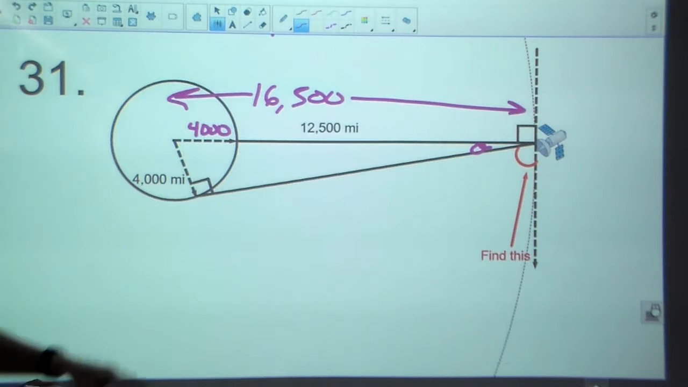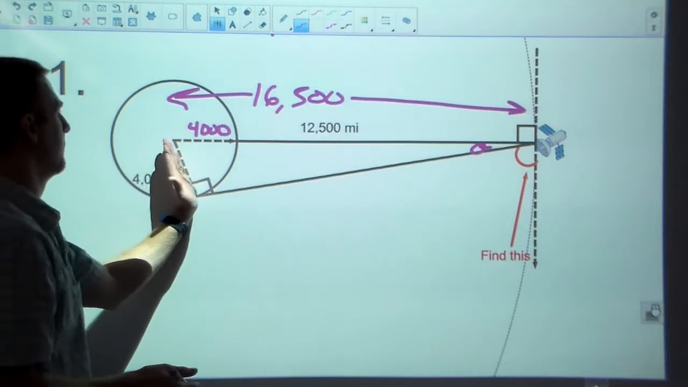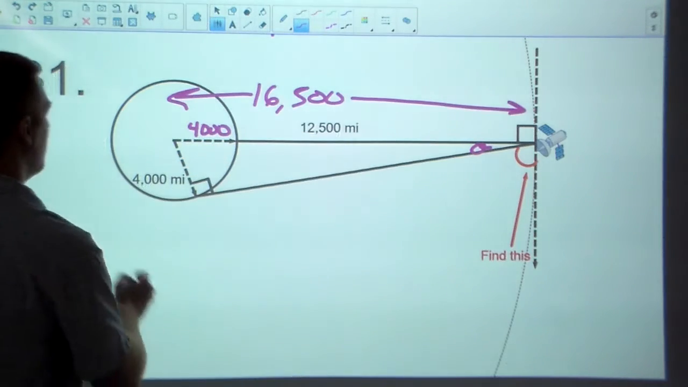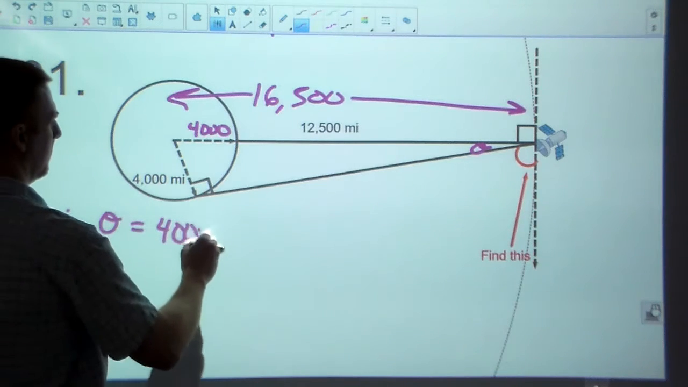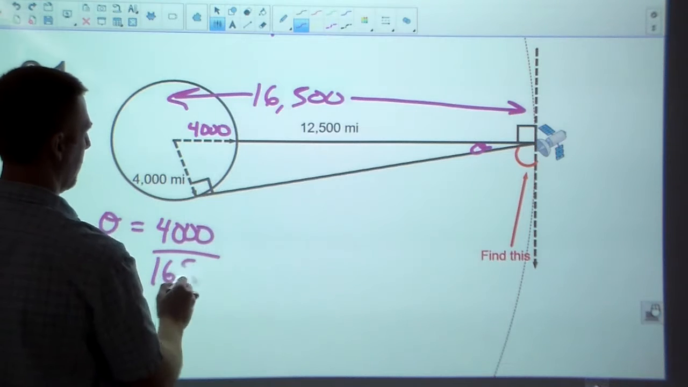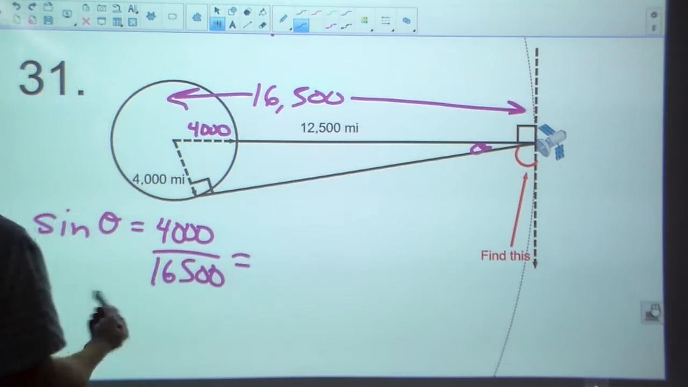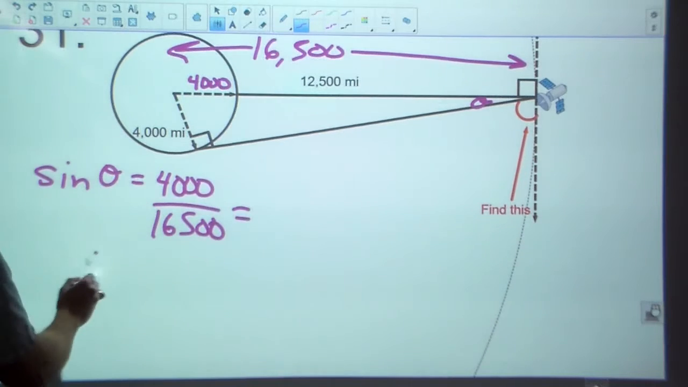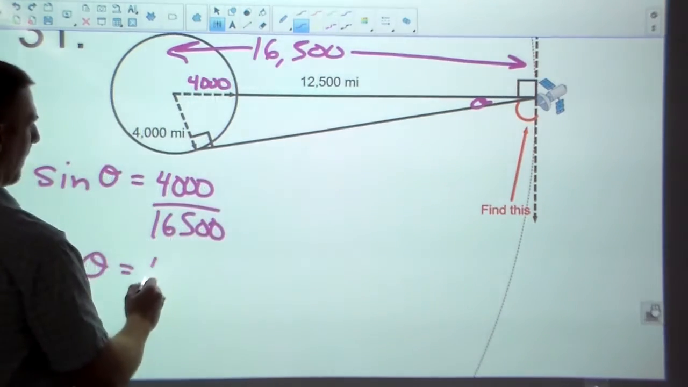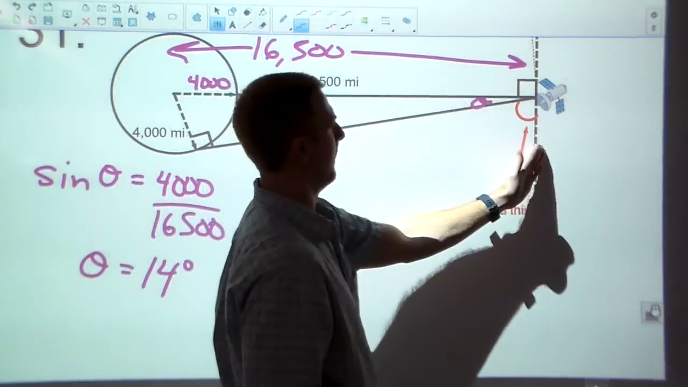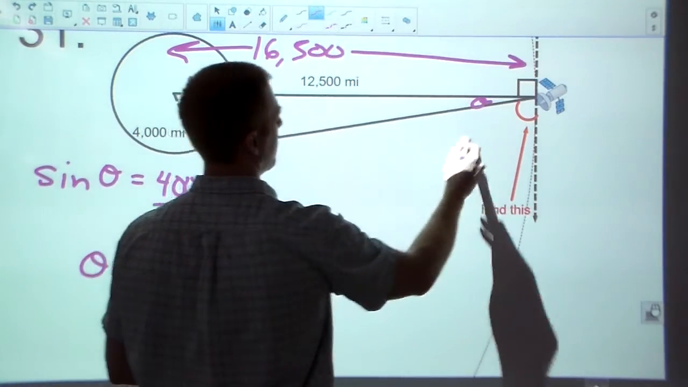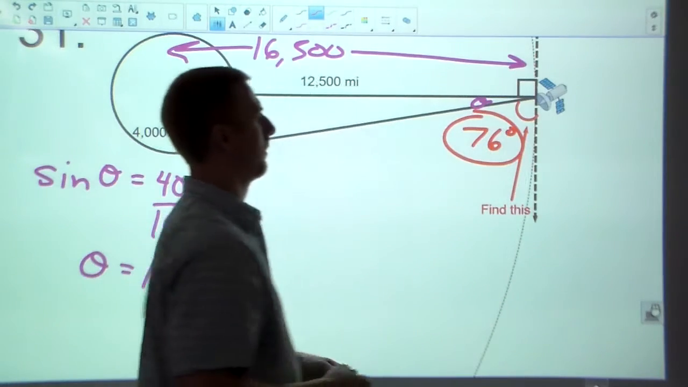Now at that point, since this is a right angle, we've got enough to do a sine ratio, because that's an opposite and that's a hypotenuse. So sine of the angle would be 4,000 over 16,500. So this would be a place where we would do arc sine. If we do arc sine, we get about 14 degrees. And again, you can include more decimal places if you like. I'm just trying to get the idea across. So if this angle is 14 degrees and the whole thing is 90, that's going to leave us 76 degrees for that angle right there.